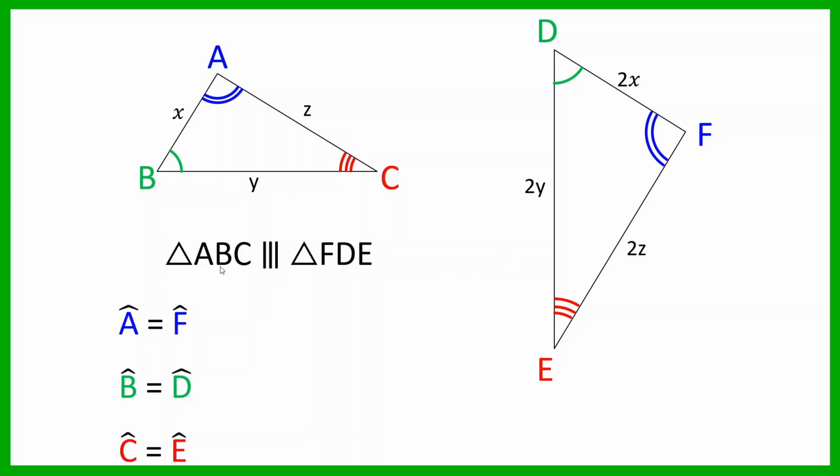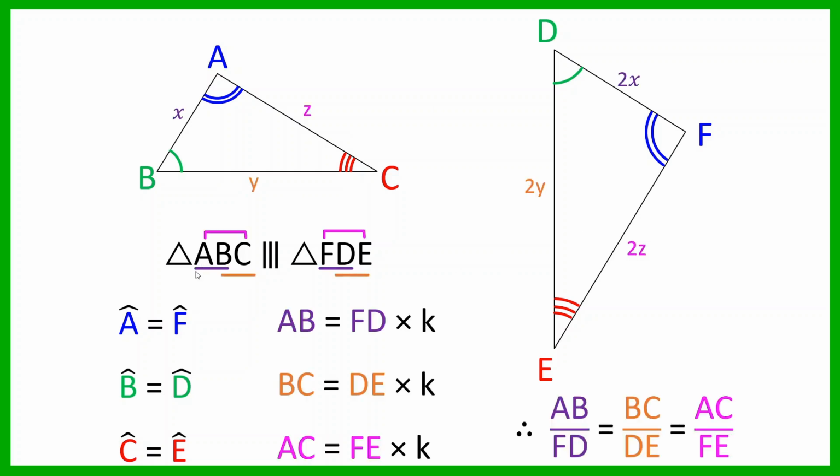You can also see which sides are in proportion to each other. So over here, AB is proportional to FD. So I can say that AB is equal to FD multiplied by K. Remember we said that they're not equal to each other, they are proportional to each other. Over here, BC and DE are proportional, so I can say BC is equal to DE multiplied by K, and AC is proportional to FE, so AC equals FE multiplied by K. So over here, K is the proportionality constant.